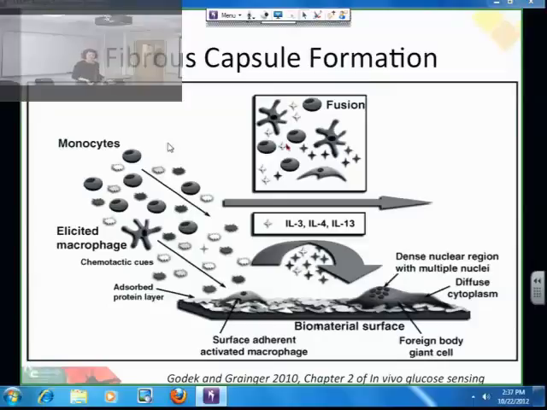All interleukins have a whole host of functions. Because the inflammatory response is so important for all wound healing and any disease, you want to be really careful in making any generalizations about inflammatory cytokines and how they affect anything. But we do know that fibrous capsule formation requires IL-4 and IL-13.